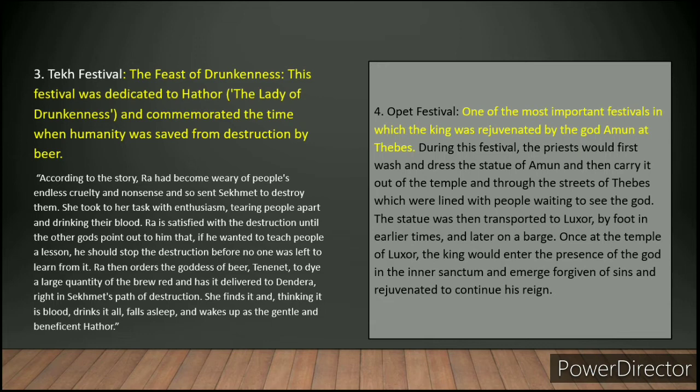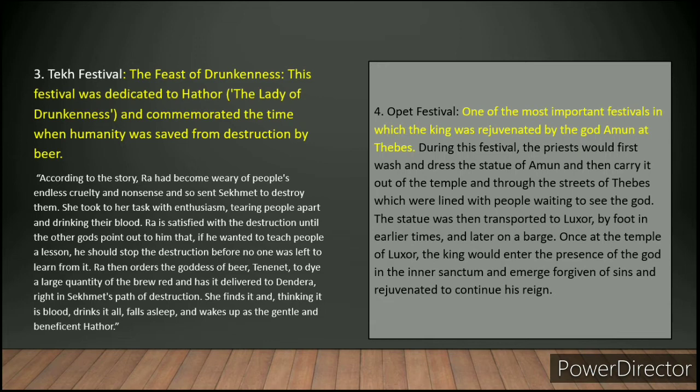Next is the Opet Festival, one of the most important festivals, in which the king was rejuvenated by the god Amun at Thebes. It was observed during the Middle Kingdom but grew in popularity in the New Kingdom of Egypt, where in the 20th dynasty it was celebrated for 20 days.